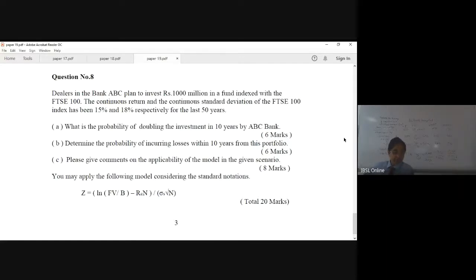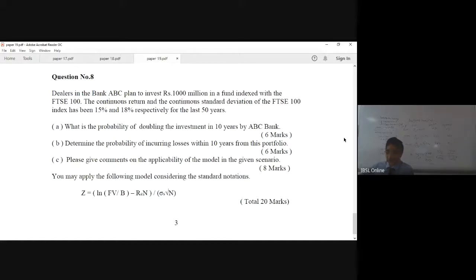That is the first value, log 2 minus RC, which is 15%, so 0.15 into N, which is 10, divided by sigma, which is 0.18, multiplied by the square root of 10. So when you calculate that, the Z value comes.